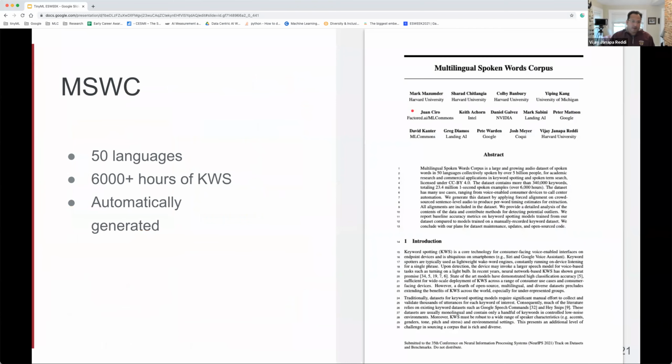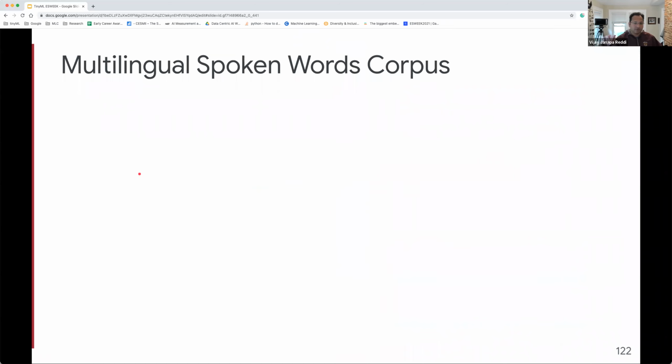So obviously I'm crazily passionate about this. This is a paper that we had submitted to NeurIPS Datasets, so we'll hopefully find out on Monday whether it gets in or not. But the point is that this is our first corpus that we just released, which is for 50 different languages. Many languages have never had a keyword data set. So this actually creates an entire ecosystem of language support for keyword spotting. There are over 6,000 hours of speech inside keyword speech, and it's all automatically generated, which is awesome, right?